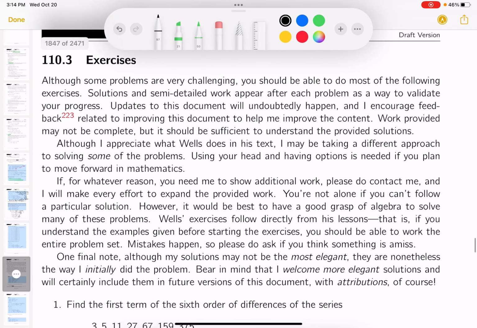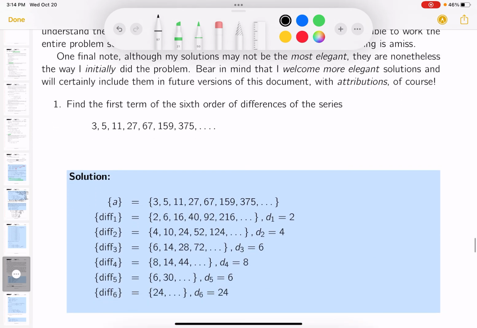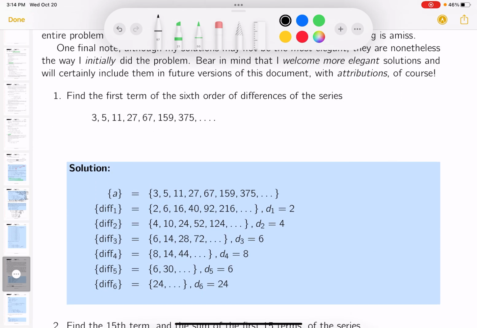All right, let's take a look at the problem set. I want to point out the problem set. What are you doing? You're given a sequence. You're going to use a differential method. Of course, this one says the first term of a sixth order difference. When they say that, they're telling you got to go out to the six. 1, 2, 3, 4, 5, 6. And we did that.